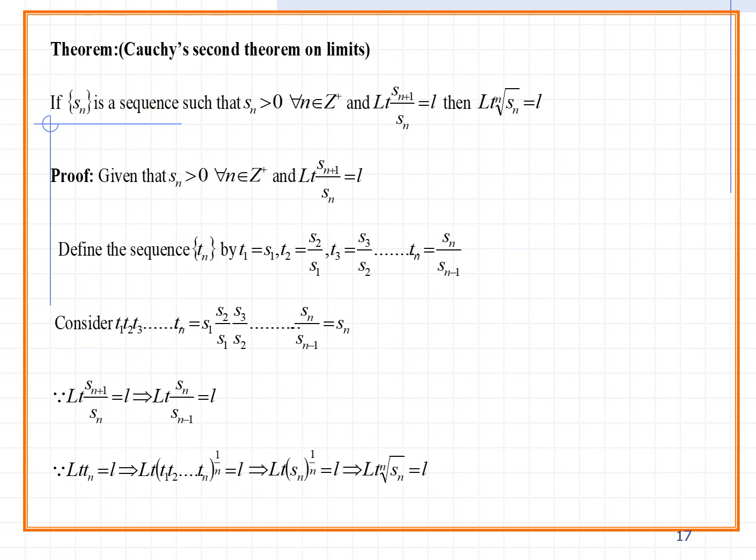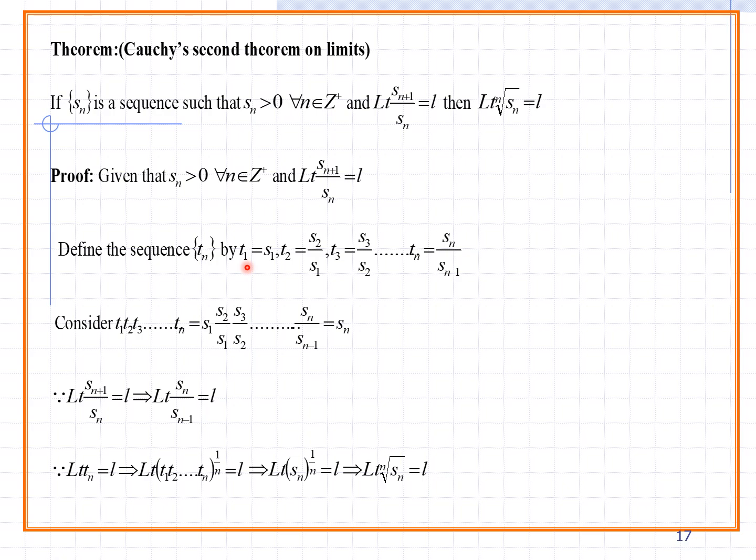Let us see this. Cauchy's second theorem on limits. If Sn is a sequence such that Sn greater than 0 for all n belongs to Z plus and limit Sn plus 1 by Sn equal to L, then limit nth root Sn equal to L. So Cauchy's second theorem: limit nth root Sn equal to L. By the condition Sn greater than or equal to 0 for all n belongs to Z plus and limit Sn plus 1 by Sn equal to L.